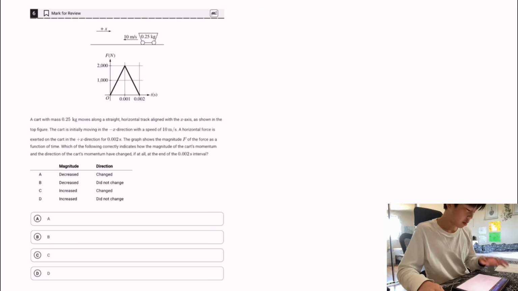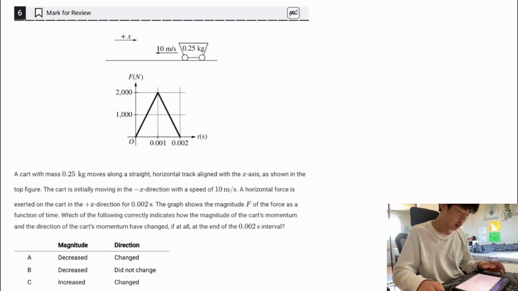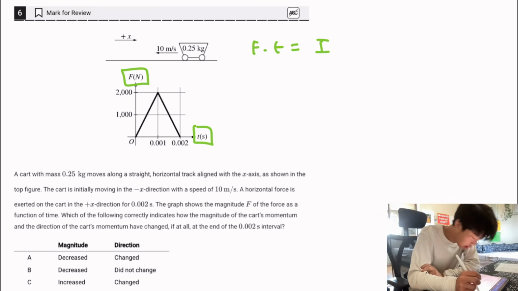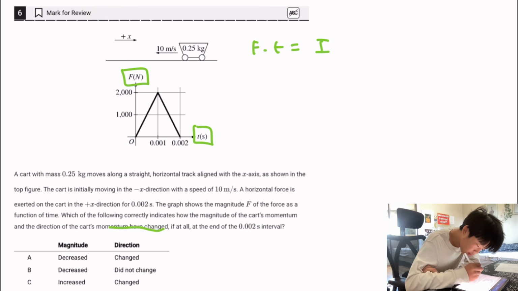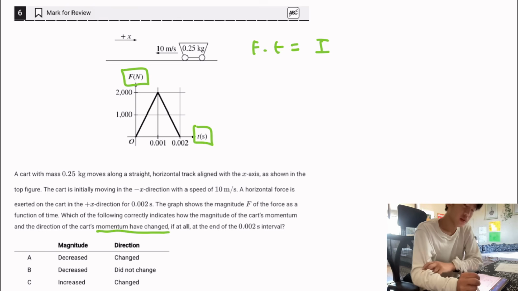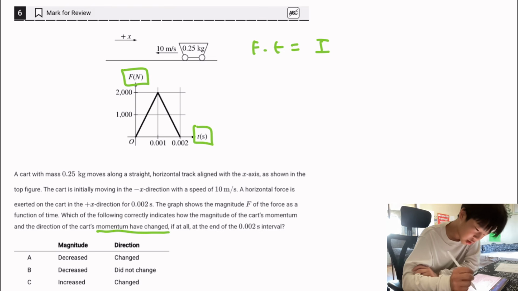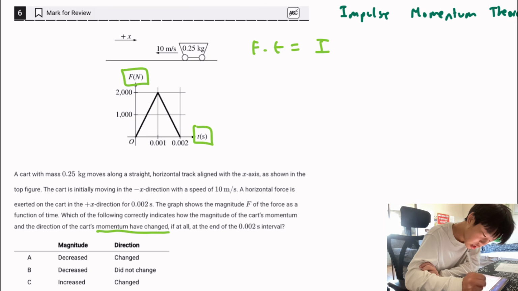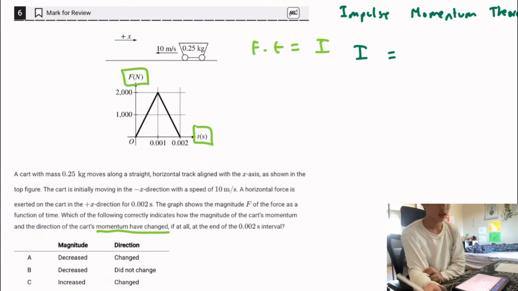Oh, graphs, my favorite. Graphs basically give you the answer. They're giving us force versus time, and force times time is just impulse. F times t equals impulse. And what is the question even asking for? It's asking for the change in momentum. So what even is change in momentum? One thing that immediately stands out is the impulse-momentum theorem. It sounds super complicated, but it's so easy. It basically says that I, which is impulse, is equal to the change in momentum.